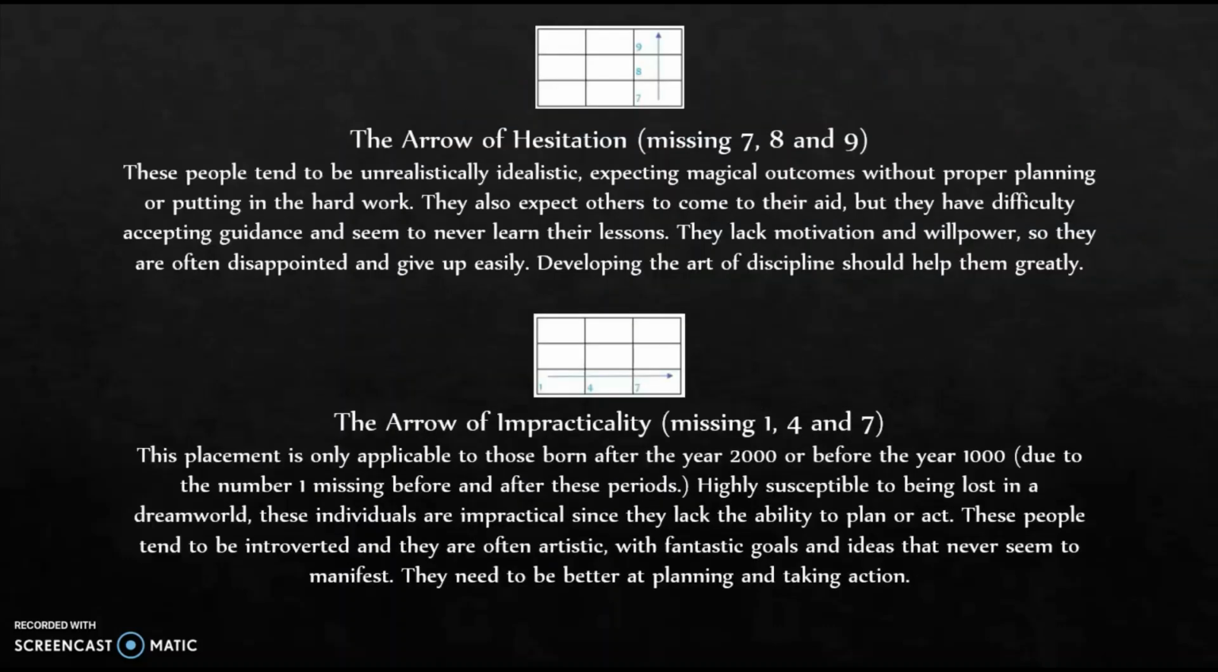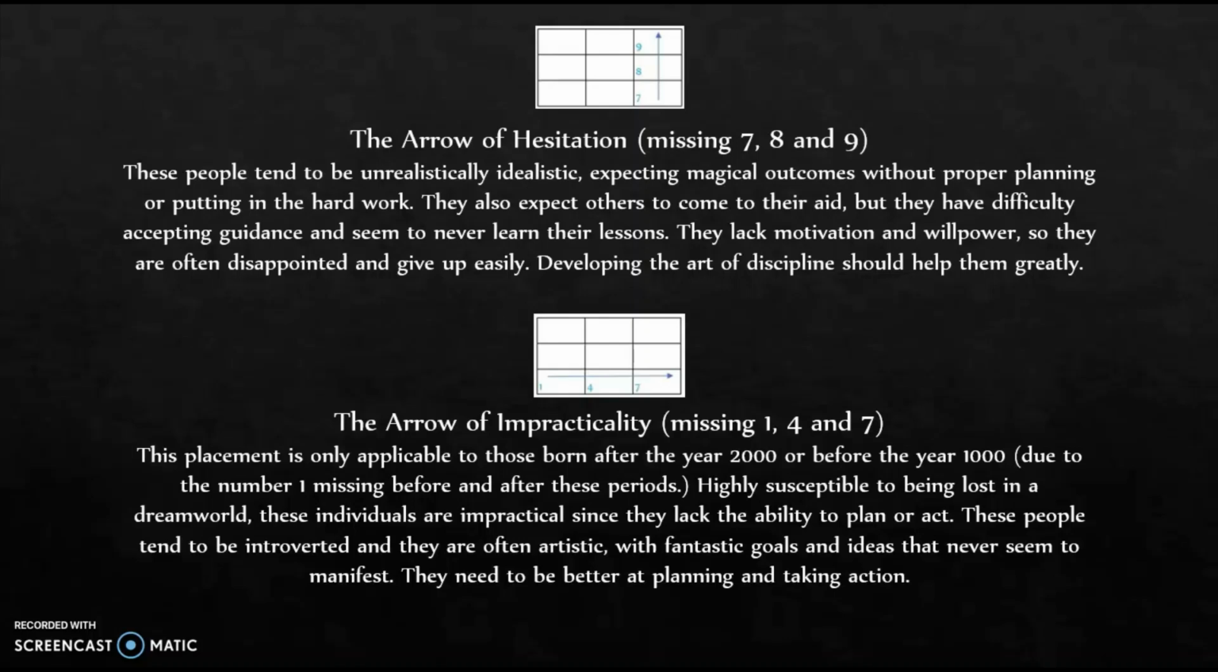The arrow of hesitation, missing 7, 8, and 9. These people tend to be unrealistically idealistic, expecting magical outcomes without proper planning or putting in the hard work. They also expect others to come to their aid, but they have difficulty accepting guidance and seem to never learn their lessons. They lack motivation and willpower, so they are often disappointed and give up easily. Developing the art of discipline should help them greatly.